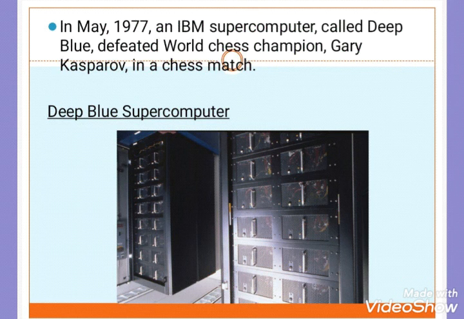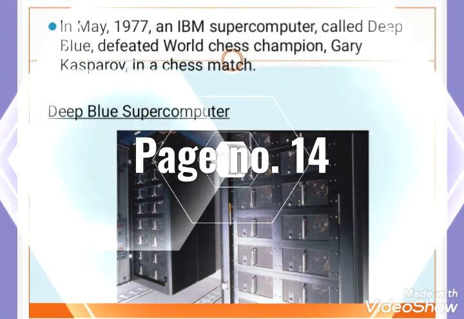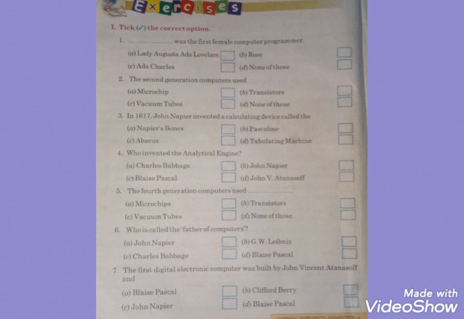Here the chapter is over. Now it's time for homework. All of you take out page number 14, exercises. Question number 1: choose the correct option. Here you can see 7 questions are given. All of you go through the lesson properly and write the correct answers.